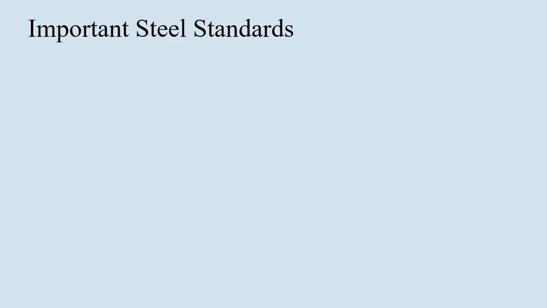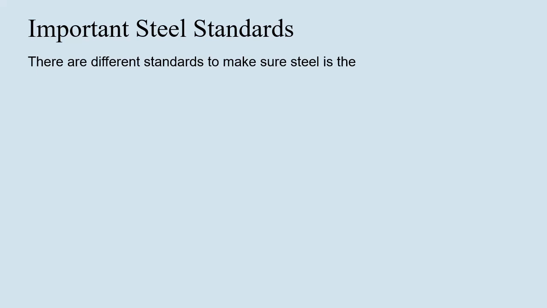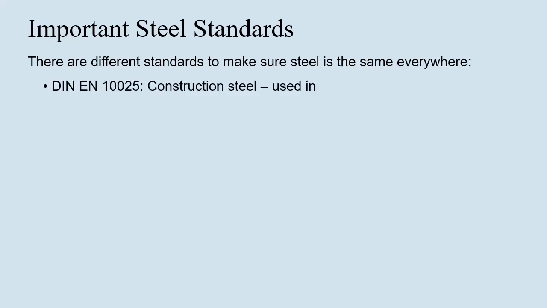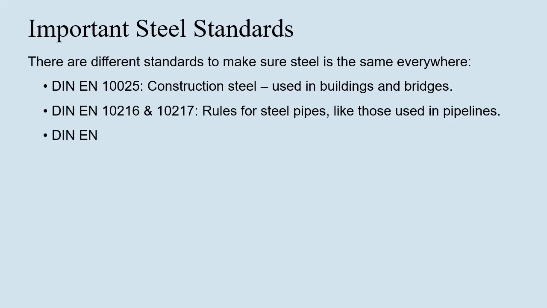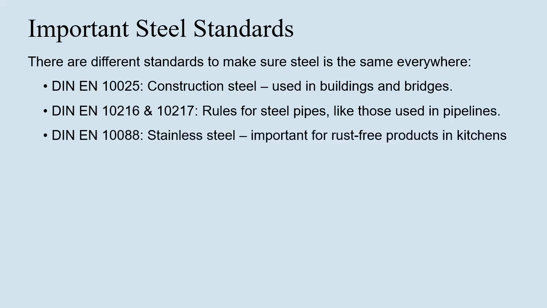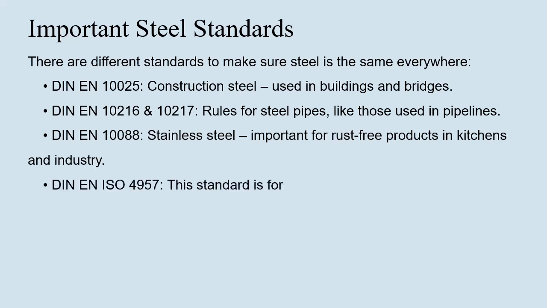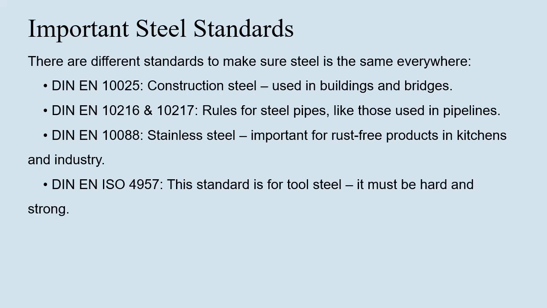Important steel standards. There are different standards to make sure steel is the same everywhere. DIN 10025, construction steel, used in buildings and bridges. DIN 10216 and 10217, rules for steel pipes like those used in pipelines. DIN 10088, stainless steel, important for rust-free products in kitchens and industry. DIN ISO 4957, this standard is for tool steel. It must be hard and strong.